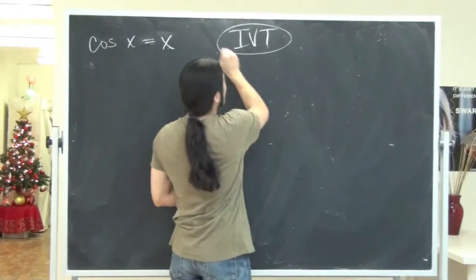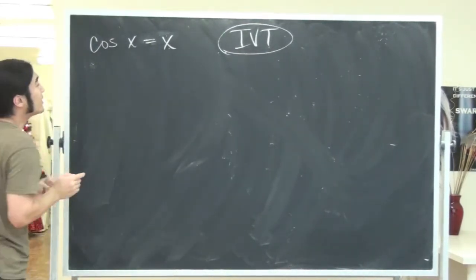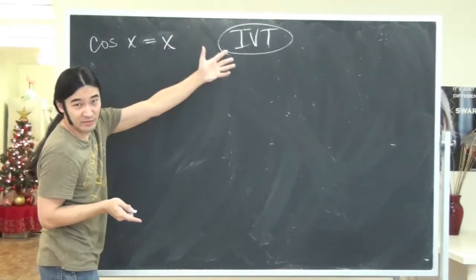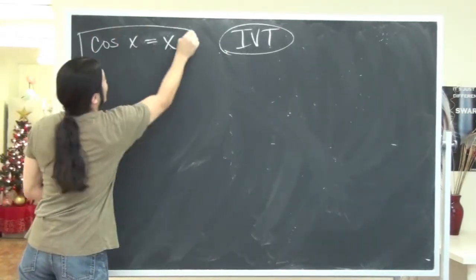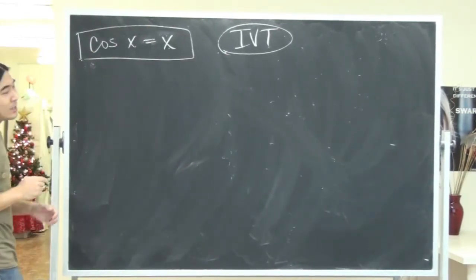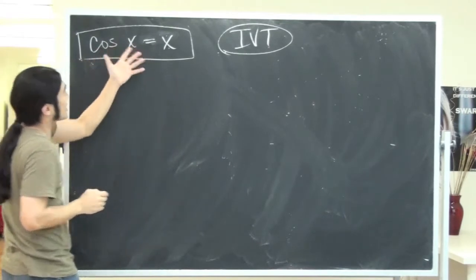You show me that this equation has a solution. You go ahead and use the intermediate value theorem. So the idea is, I want to use the intermediate value theorem. I want to know that this equation has a solution, right? But a lot of times this is kind of tricky to work with.